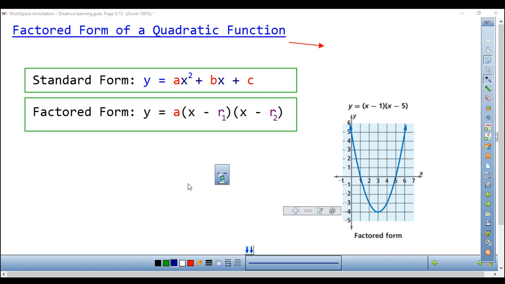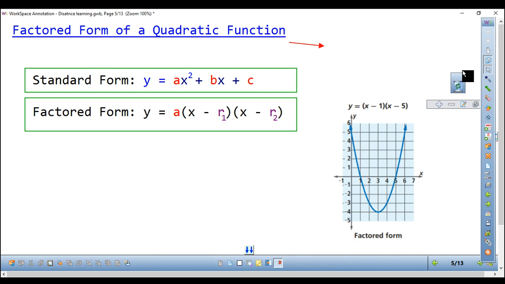Hi, everybody. So this week we are delving into taking a look at factored form of a quadratic function. We introduced the idea of a quadratic function last week, and we saw that the standard form was y is equal to ax squared plus bx plus c. And we've explored a little bit what these particular functions will look like in standard form. And today we're focusing on quadratic functions in factored form.